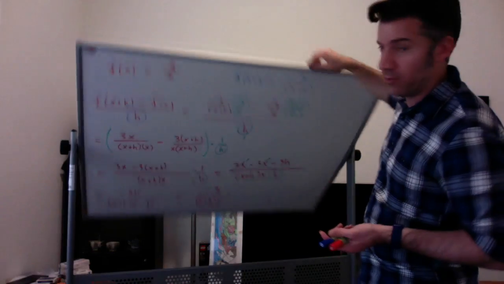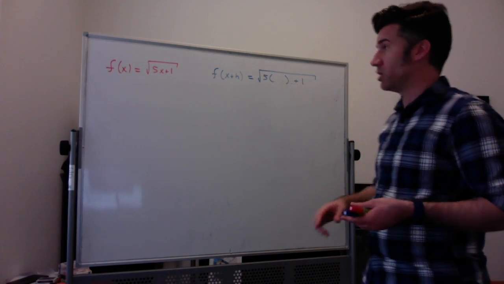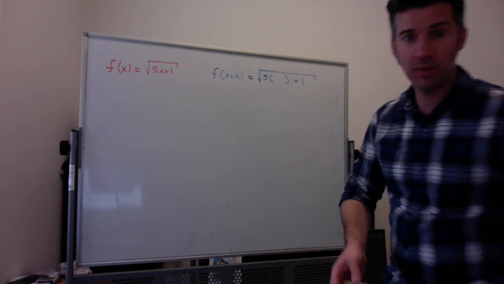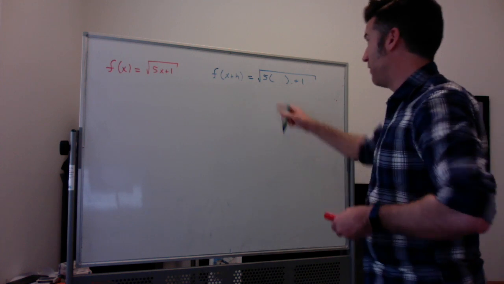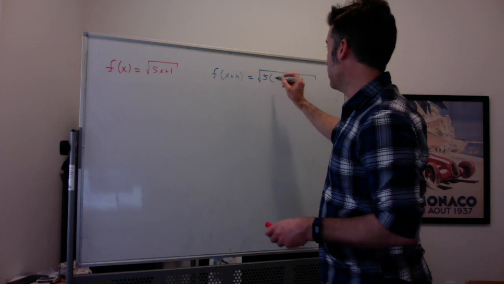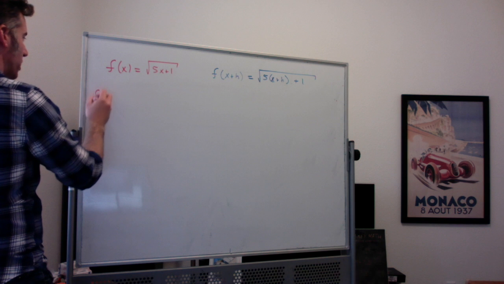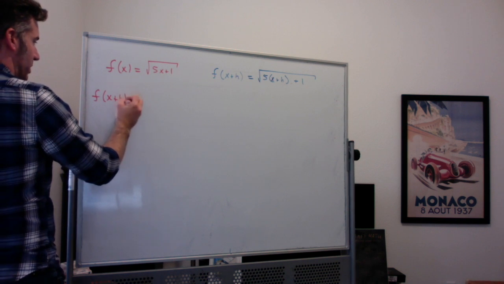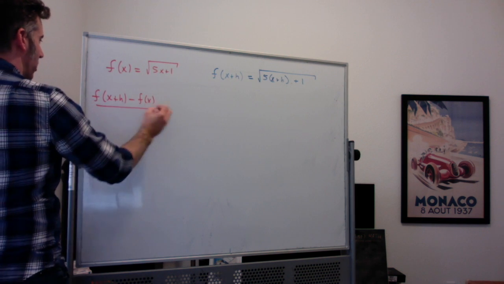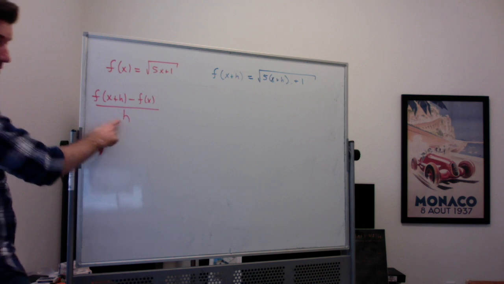Let's look at the other example, where our function f of x is the square root of 5x plus 1, and f of x plus h is the square root of 5 times, not x, but x plus h, plus 1. So now, to find the difference quotient here, f of x plus h minus f of x all over h. Again, we're looking to cancel that h out eventually.